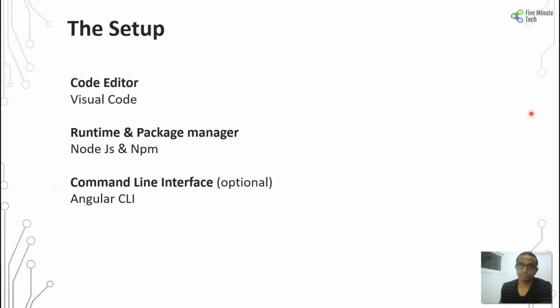To start with the setup, we will need a code editor. If you are well versed with Visual Studio or Visual Code, you will get this easily. If you're not, then we can just use Visual Code. You can easily go to Google and type Visual Code and you can get it. It's free and you can use it as it is. There's no license involved. For runtime and package manager, we'll use Node.js and NPM. And we'll be using the command line interface which Angular provides built in, and we can install it. I will show you that as well, which is called Angular CLI.